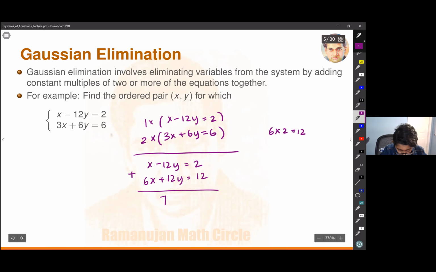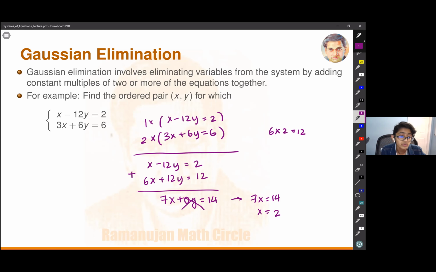And adding the two equations gives us 7x, because we do x plus 6x plus 0y is equal to 14. And obviously 0y is ignored. So that basically gives us that 7x is equal to 14. And dividing both sides by 7, we get that x is equal to 2.